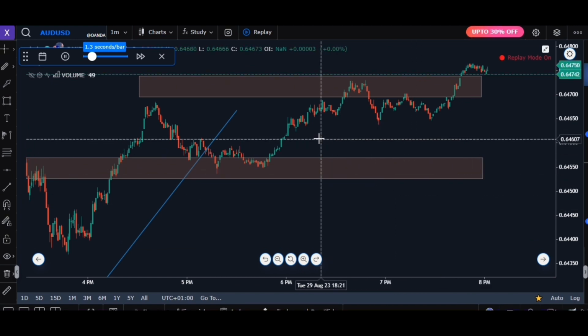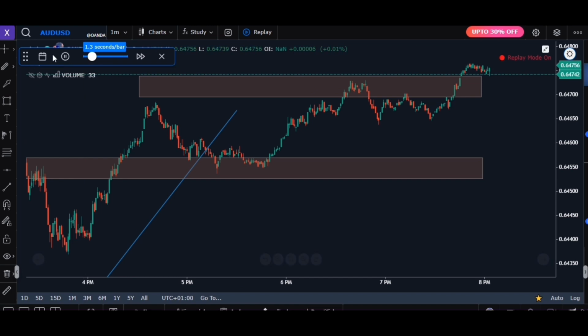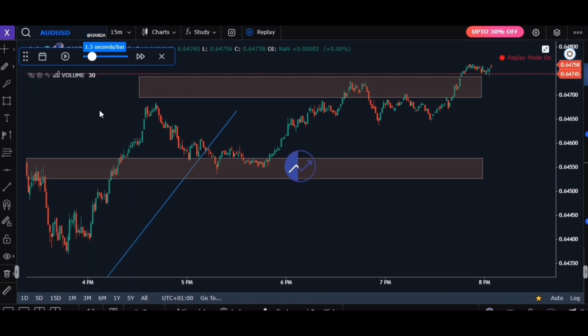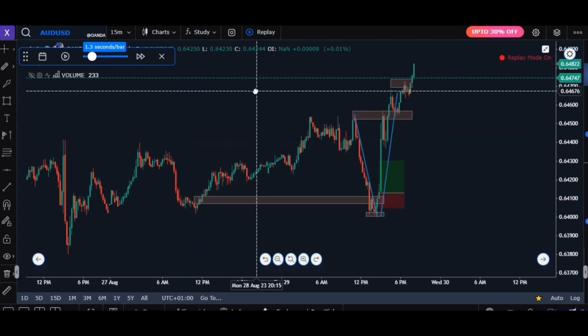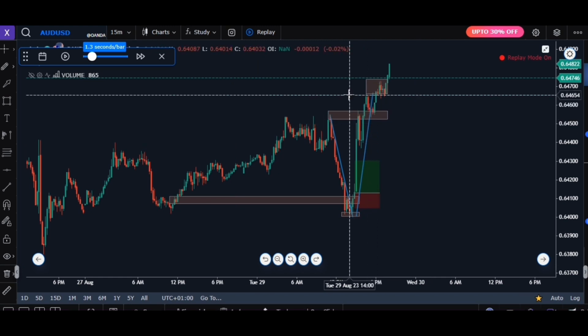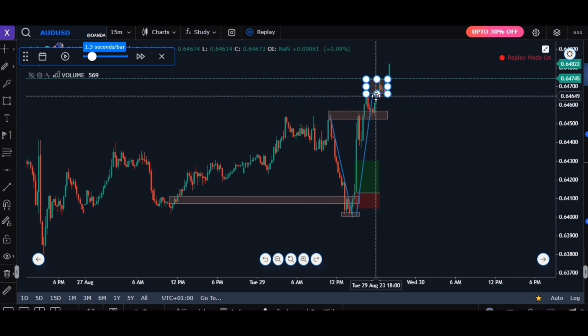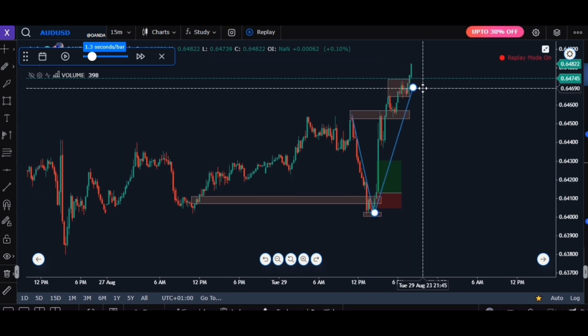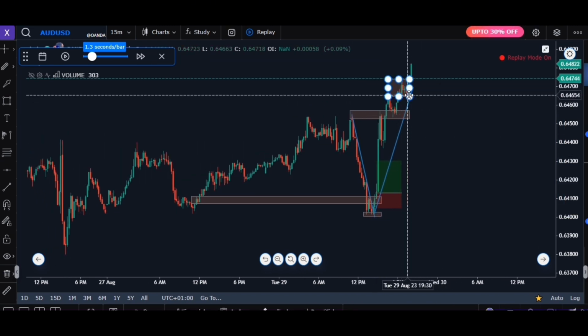Understand? So let's head back to our 15 minutes and see what's going on there. All right, so it's a trend continuation. With the trend continuation, we'll adjust our trend line. So we adjust our trend line and follow the market.